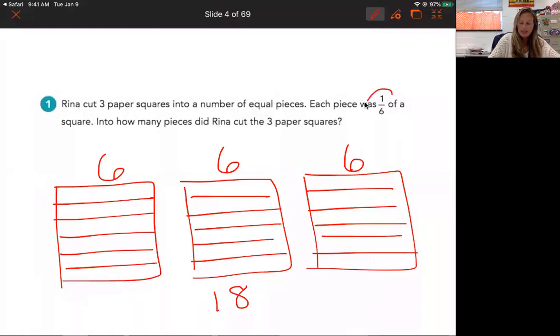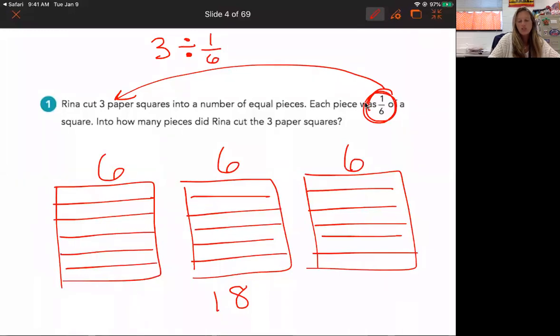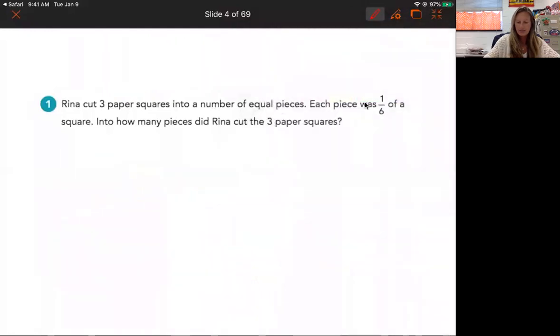So my problem was seeing how many times 1/6 goes into 3. So it was 3 divided by 1/6, which is the same thing. It's equivalent to 3 times 6/1, which is just 3 times 6, which is 18.